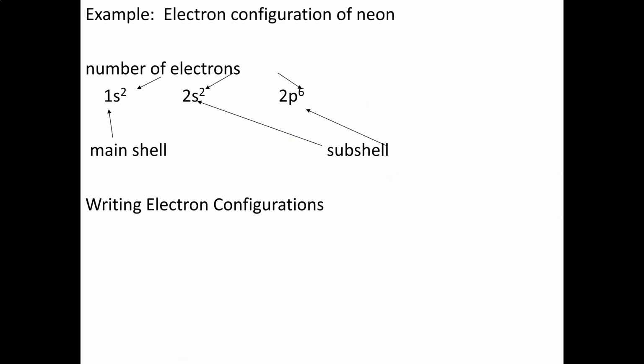So that's where we use the periodic table to figure it out. All right, so your first number, once again, is your main shell. Second, the letter tells you what subshell. And the exponent tells you how many electrons are there. So let's look at some of these.